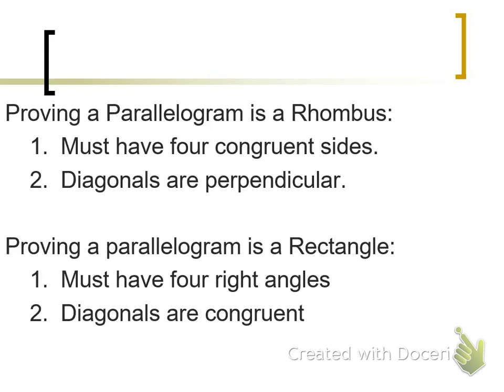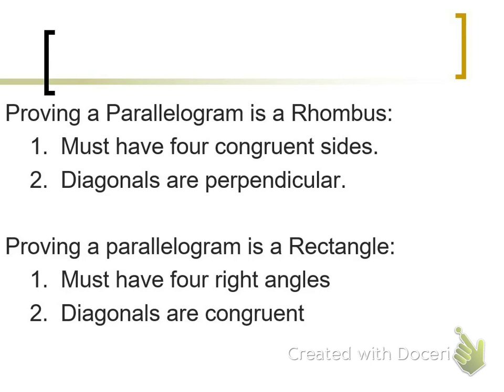So we've got showing that a parallelogram is a rhombus. So notice that we have to already know that it's a parallelogram on these. So if you already know it's a parallelogram, these are the ways you could prove that you have a rhombus or a rectangle. All right, so if it's going to be a rhombus, it first has to be a parallelogram. All four sides need to be congruent. The diagonals are perpendicular to each other.